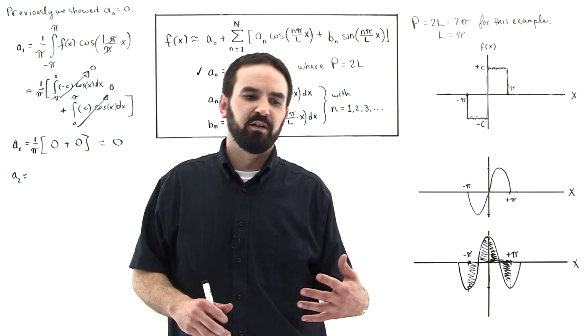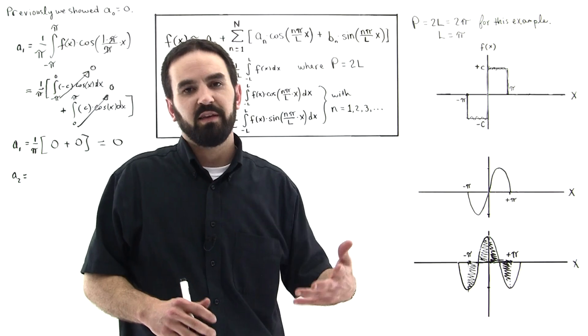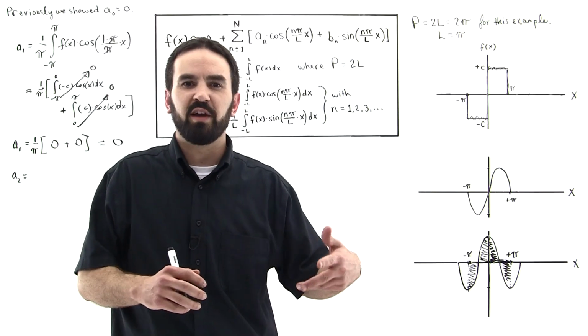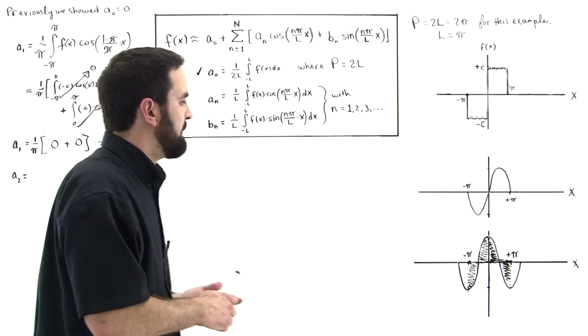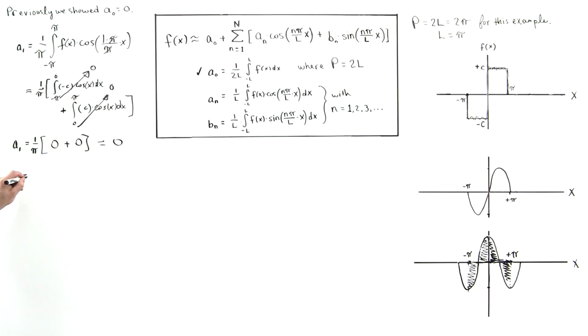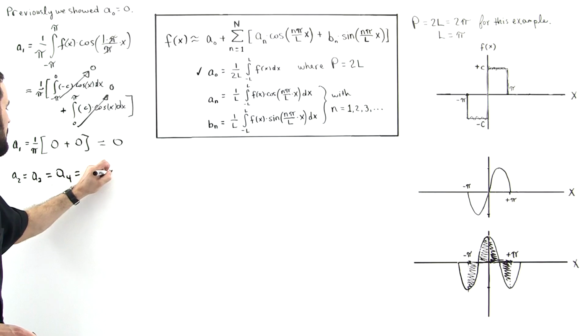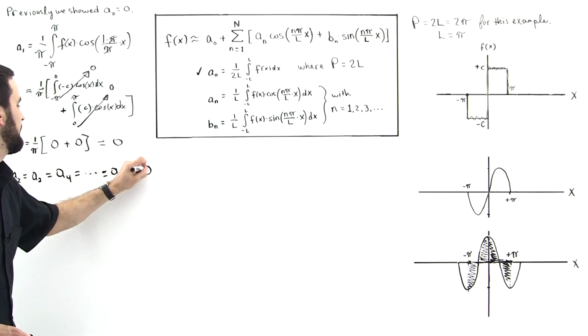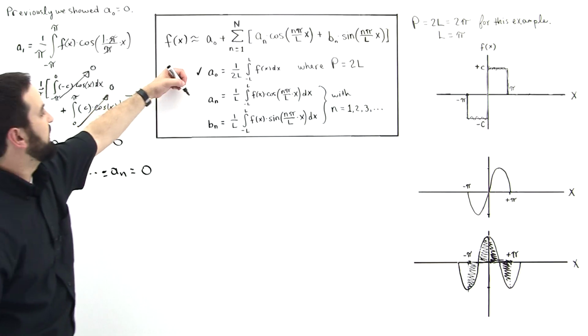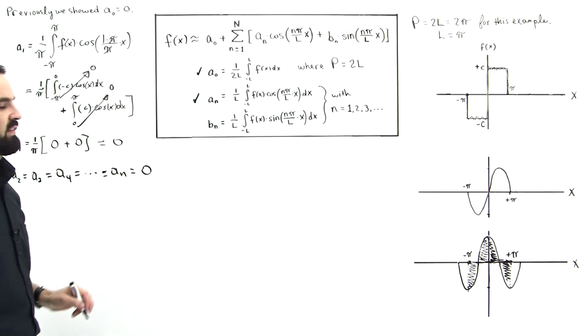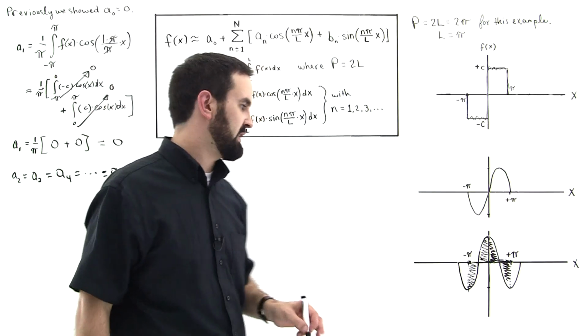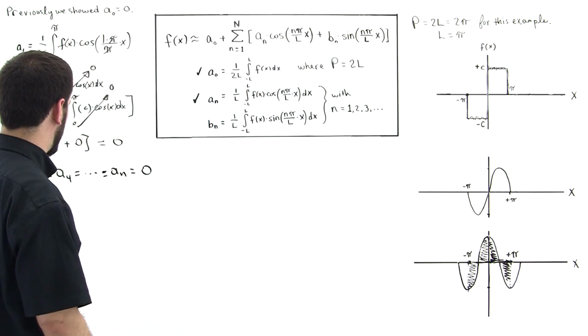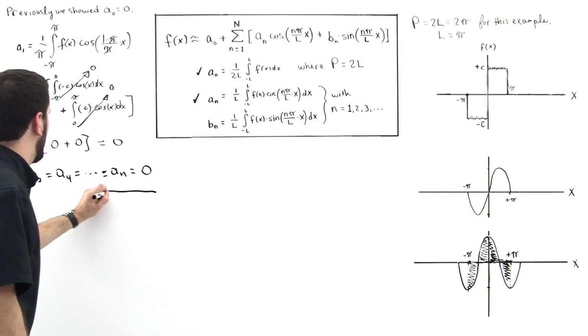So the integral of cosine 2x from negative pi to 0 is 0. And the integral of cosine 2x from 0 to pi is 0. So, and it's true for A2, it's true for A3, A4, A5, it's true for all of them. Dot, dot, dot, A sub n, all of those are equal to 0. So, we're done with A sub n. Bang. Now B sub n. These will not all be equal to 0. Okay, so that's why I've left as much space as possible. So let's move on to the B's.